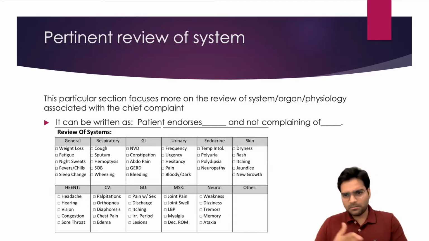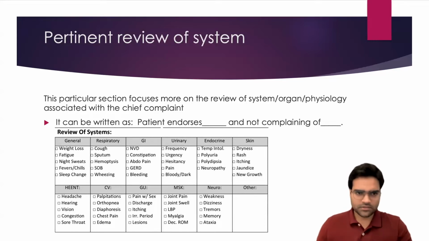Then abdominal pain, in which quadrant he's endorsing the pain. So you have to mention that. You also have to mention if the person has GERD or not, is he taking any medication, then bleeding, then urinary symptoms like frequency, urgency, hesitancy, pain, and blood, or any other change in the urine. Then endocrinology, you have to mention these.